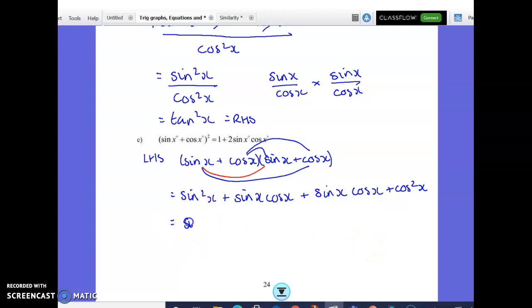Tidying up then, that gives me sine squared x plus cos squared x. Then I've got two of these, so I get 2 sine x cos x. Sine squared x plus cos squared x is just 1, so we get 1 plus 2 sine x cos x, and that equals my right hand side.